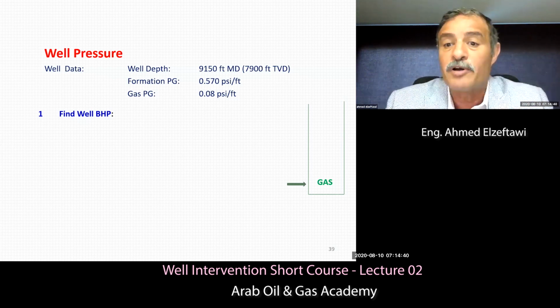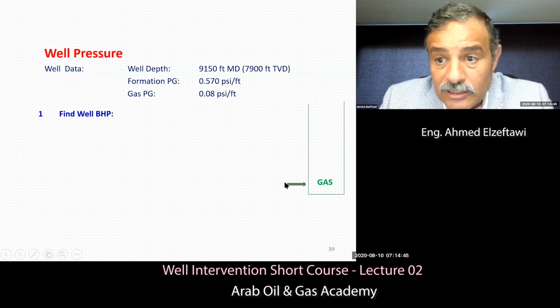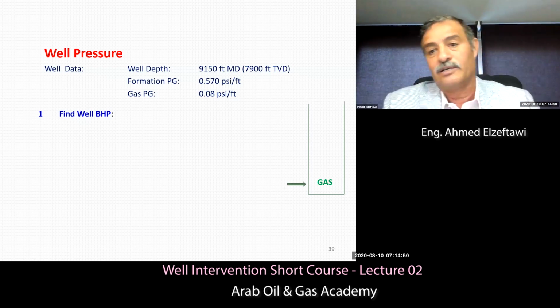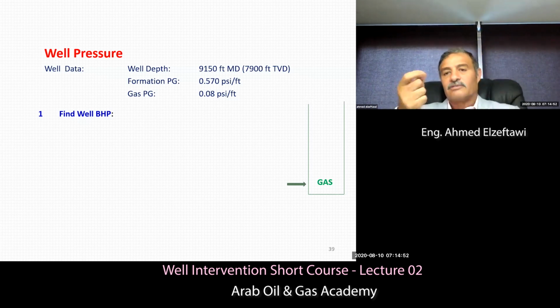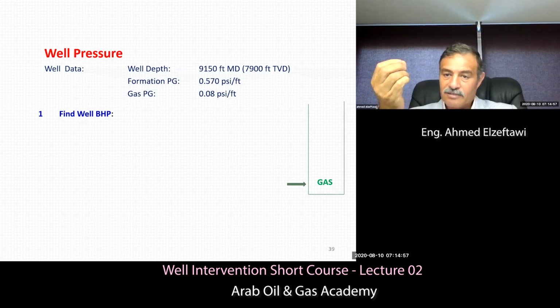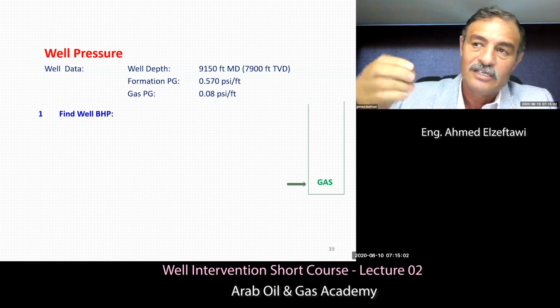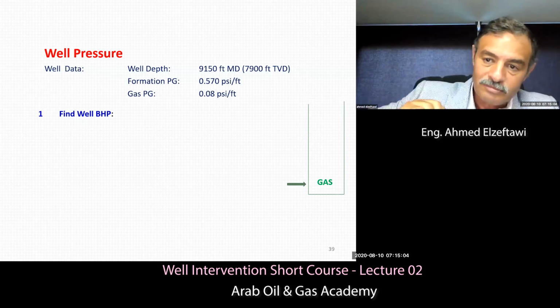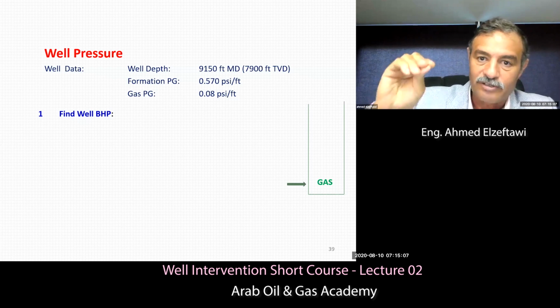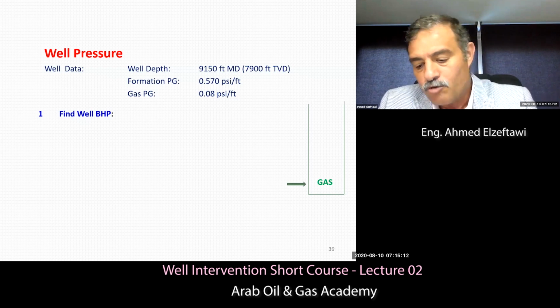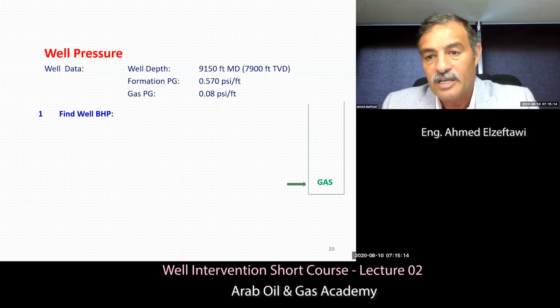But now we have a newcomer. You see this green arrow? This represents the formation pressure. The pressure comes from the formation entering the well. So now, if I give you guys a pressure gauge in your hand, and I ask you to take this pressure gauge and go down all the way to the bottom, stay at 7,900 feet. And please look at your gauge, see how much pressure it reads, and give me a call.